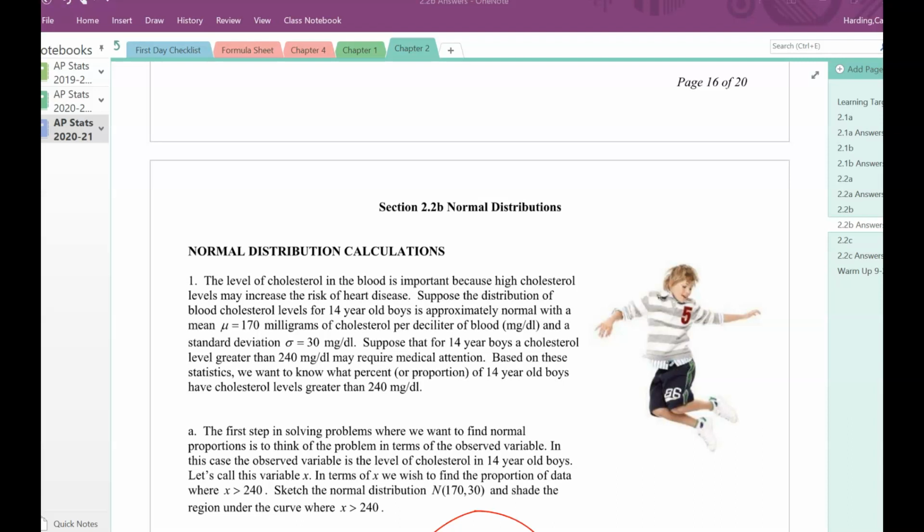Okay, so let's try and put all of this together for a problem in context. If you read at the top, it's talking about the cholesterol levels of 14-year-old boys. It says the distribution is approximately normal with a mean of 170 milligrams and a standard deviation of 30 milligrams. Suppose that for 14-year-old boys, a cholesterol level greater than 240 would require medical attention. So based on this statistic, what do we know about the percent of 14-year-old boys who have that particular cholesterol level and need medical attention?